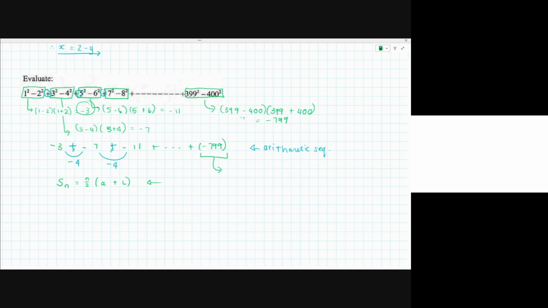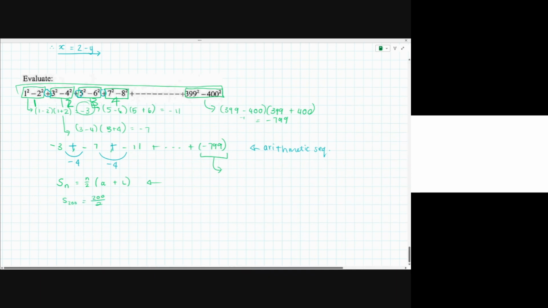Oh, we need to figure out how many terms we're adding here. So remember, we've grouped terms. So there were 400 things that I was adding, but I'm grouping in groups of 2, which means technically I'm adding 1, 2, 3, 4, all the way up. So every 2 terms is one group. And so I'm actually adding 200 terms here. So n is 200.